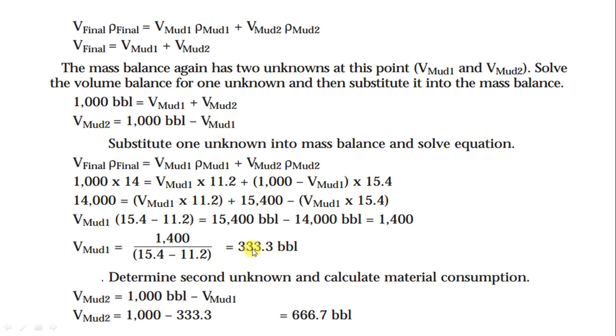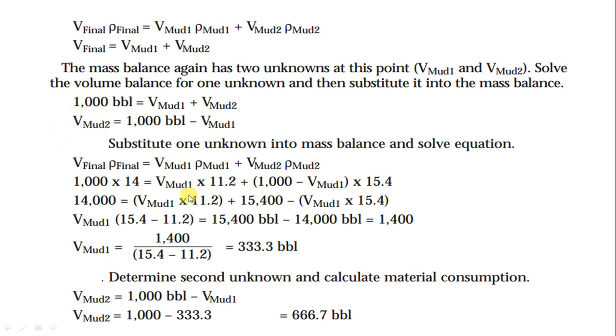333.3 barrels. This is the V mud 1. And you know that the V final equals 1,000. So 1,000 equals 333.3 plus V2, and from here you can get V2, which will equal 666.7 barrels.